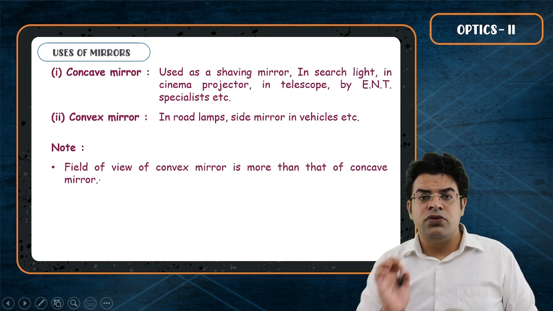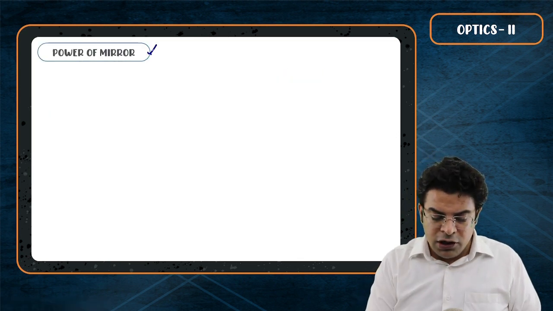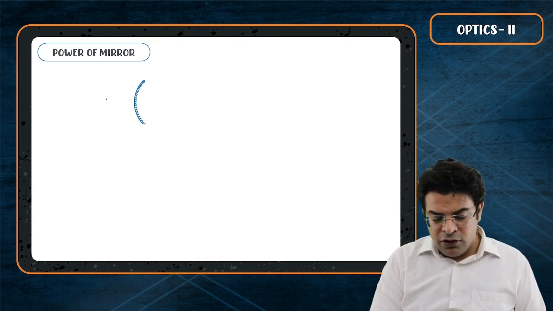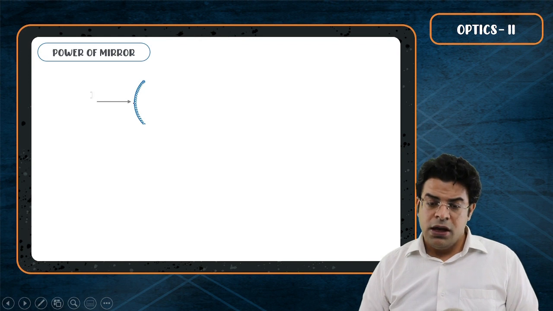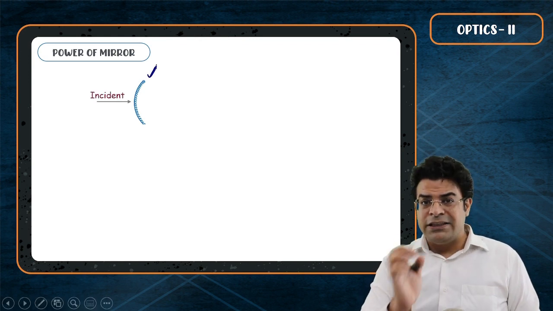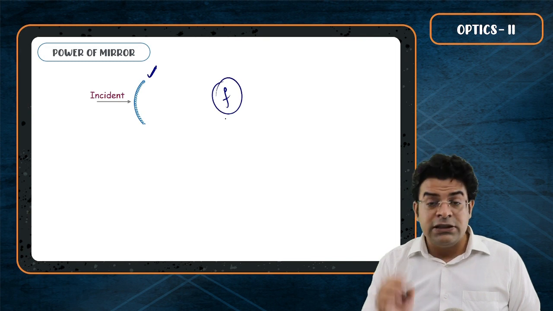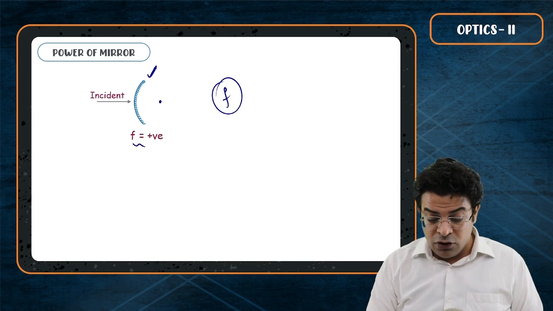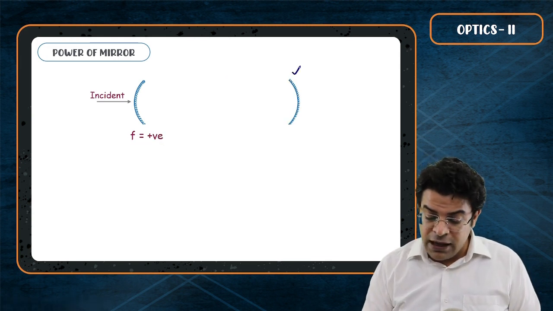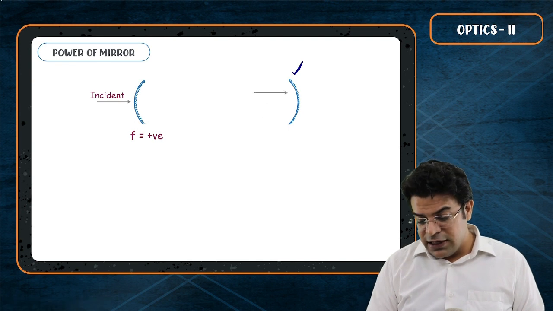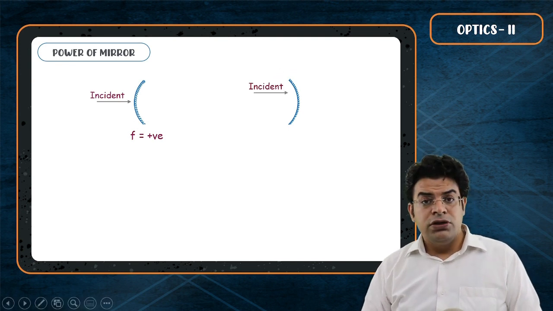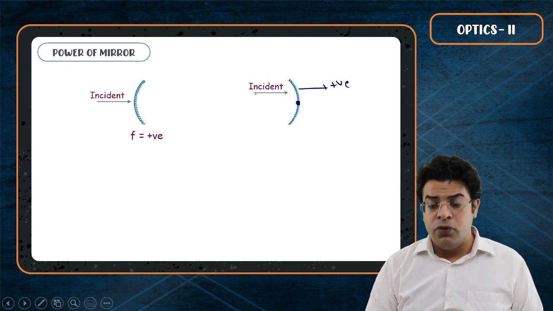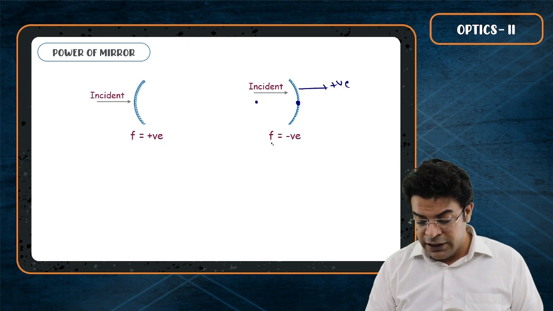Now this brings us to the last small topic, and that is power of a mirror. So if you have a convex mirror, definitely the incident ray falling on it has to come from the left. So you will say that for such a convex mirror, the value of f, which is the position of focus with respect to pole, will always be positive. So f is always positive. And similarly, if you have a concave mirror, then the incident ray again has to come from here. So for such a mirror, since this direction is positive and we have to measure everything from pole, the position of focus will always be negative.